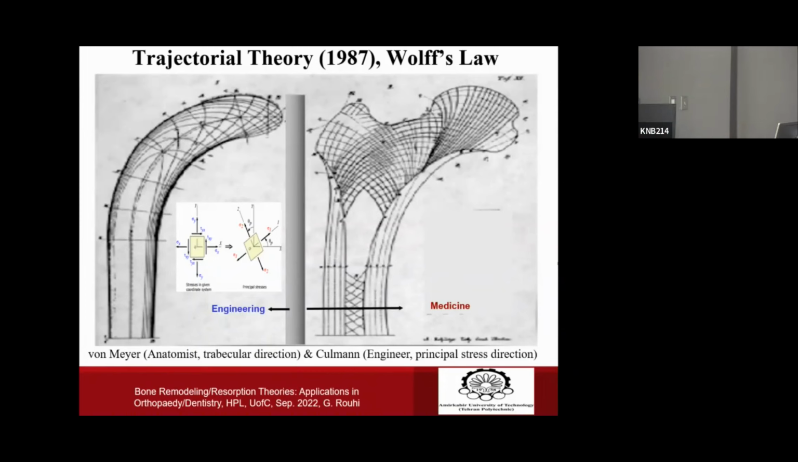Another German anatomist named Julius Wolff took their theory one step further. Julius Wolff stated that not only are trabeculae aligned with the principal stress direction, but also if we change the direction of external load, the direction of trabeculae would change accordingly. Moreover, if we increase the external load, the thickness of trabeculae would increase. If we decrease the load, the thickness would decrease. So we are dealing with a quite smart structure. Yes, bone is smart.